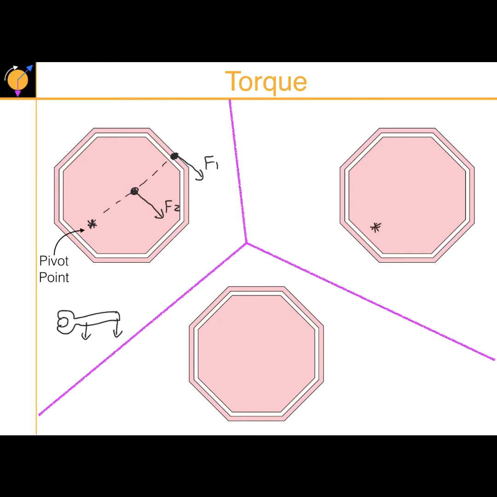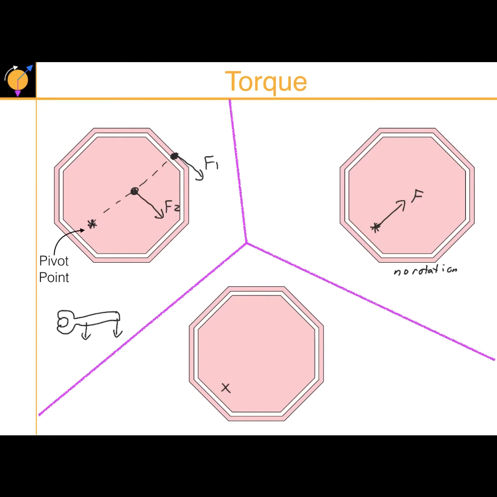Another point is if I were to exert the force right at the pivot point in any direction, it's not going to rotate it because it has to rotate around that point. So if I exert the force on the sign at that point, there's going to be no rotation. It's just going to sit there.